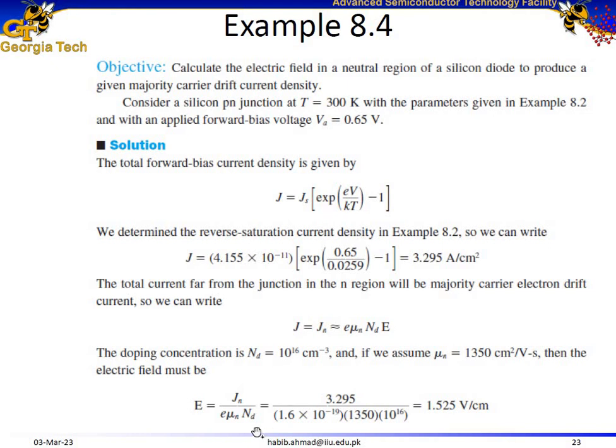Mobility is not given over here, but generally the mobility of electrons for silicon is 1350 centimeter square per volt second. Similarly, the mobility of holes for silicon, I think, is 480. It's close to 500. I forgot the exact value, but it's close to 500 centimeter square per volt second. But replace all the values and the electric field is 1.525 volt per centimeter.